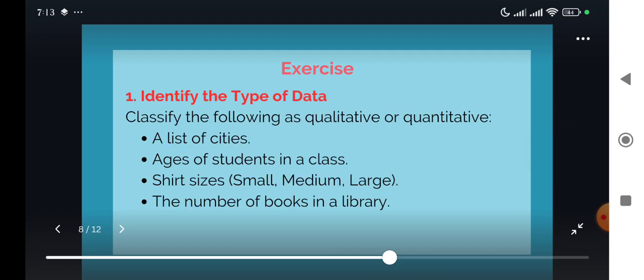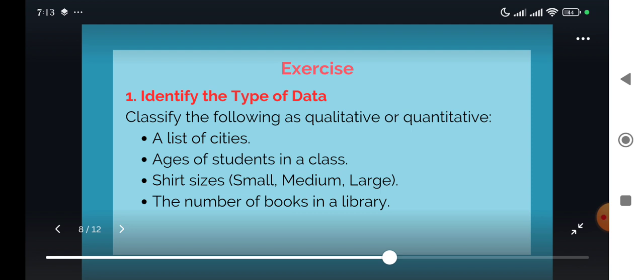And now we should do some exercises. Let's test your understanding with a few exercises. First one is identify the type of data. Classify these as qualitative or quantitative. Which one will it be? A list of cities, it is qualitative.